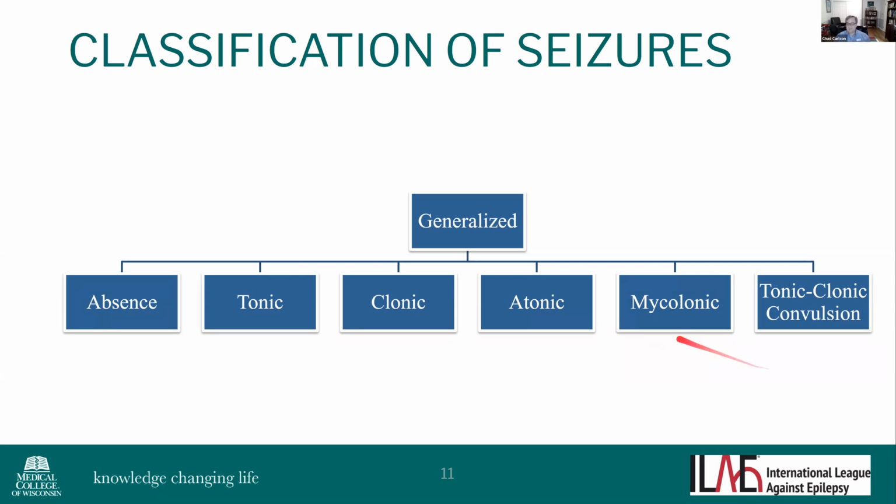And then the sixth seizure type is the myoclonic seizure. This is a muscle jerk. So it's not the repetitive jerking of clonic. It's just a brief, rapid sort of jerk, what we call a myoclonic jerk or a myoclonic seizure. And together, these 6 seizure types make up the generalized seizures.